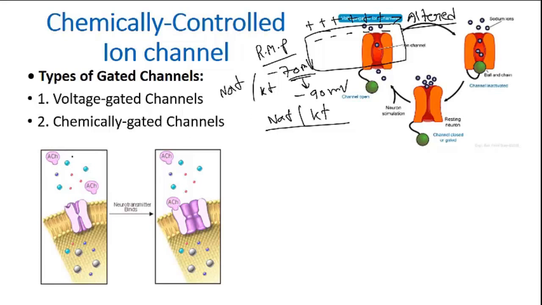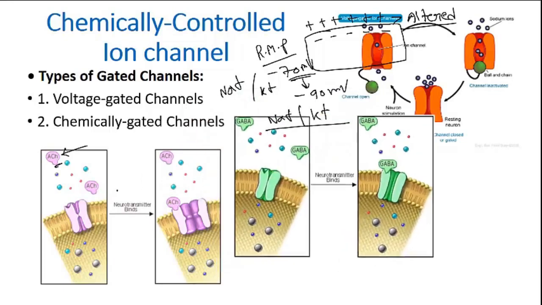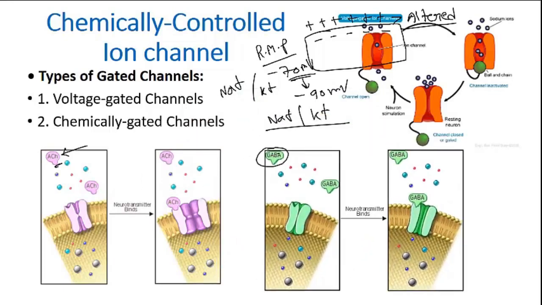Now a neurotransmitter example is acetylcholine, known as ACh in this picture, right? Or GABA, gamma-aminobutyric acid. There are different types of neurotransmitters that we know of. Now the idea is when the neurotransmitters bind to the chemically gated channel, as you see here, acetylcholine attaches to the specific acetylcholine binding region of the channel, they cause the channel to open, thereby permitting ions to flow across the membrane. Okay.